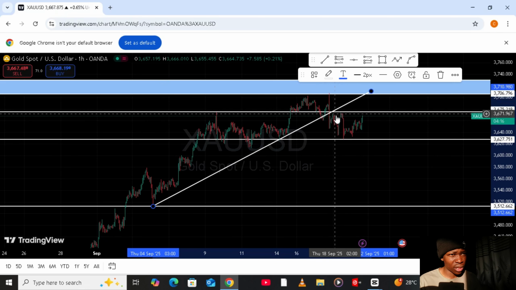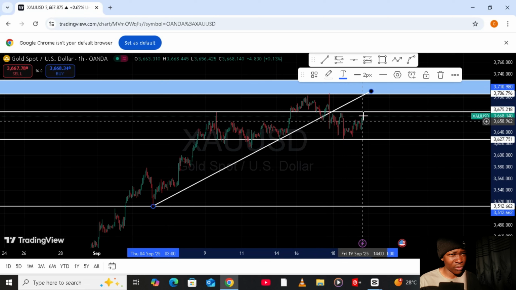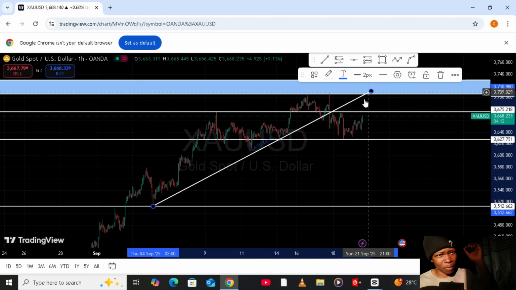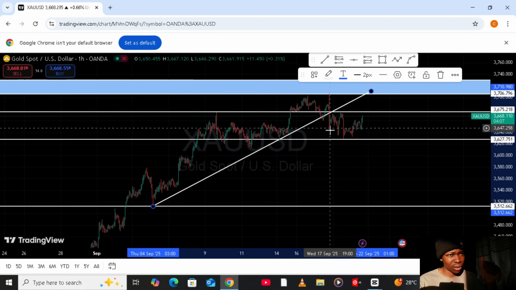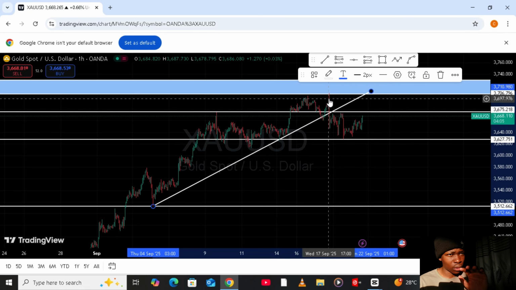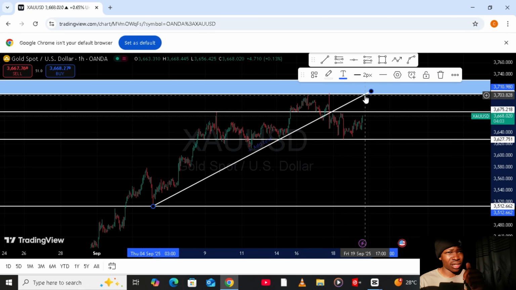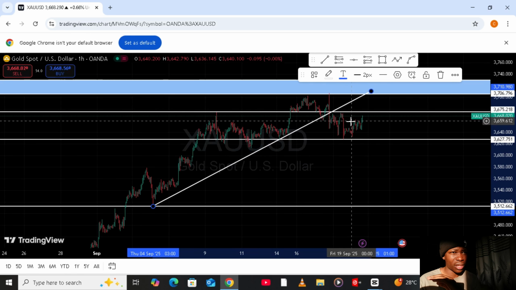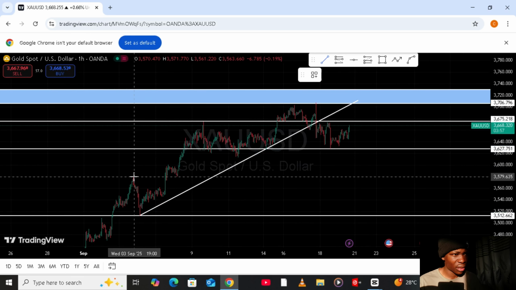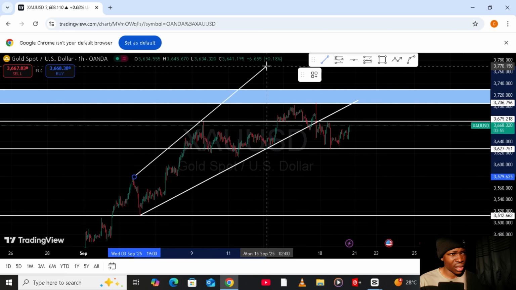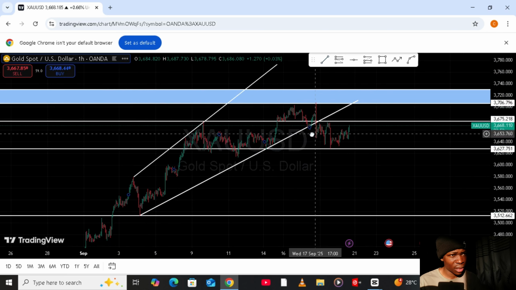Because usually when gold breaks out, it has to retest way back. Not here. It has to break out and retest way back. You should know that. That's how I got the buy today.